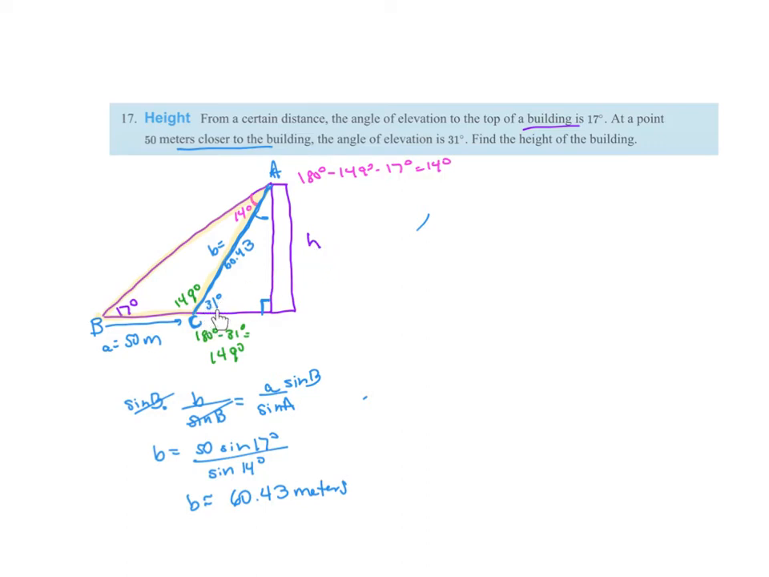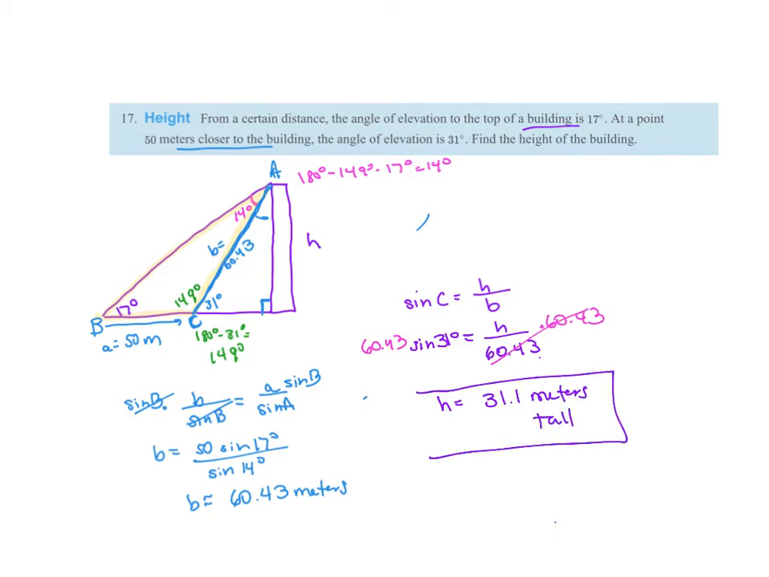So I have the angle. So I have opposite over hypotenuse. So opposite over hypotenuse, that's sine. So I can use sine of C equals the height over b. So sine of 31 degrees equals the height over about 60.43. So solve for the height. I'm going to multiply by 60.43 to both sides. So I find after I do that, the height is approximately 31.1 meters tall. So we used law of sines, and then we used our right triangle trig as well.